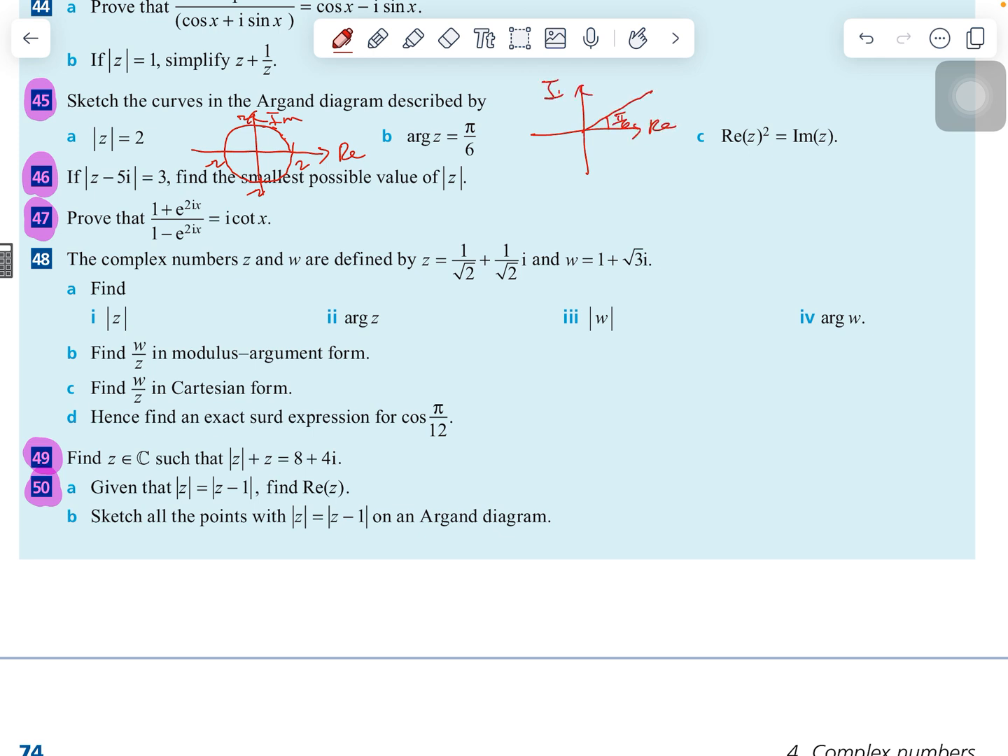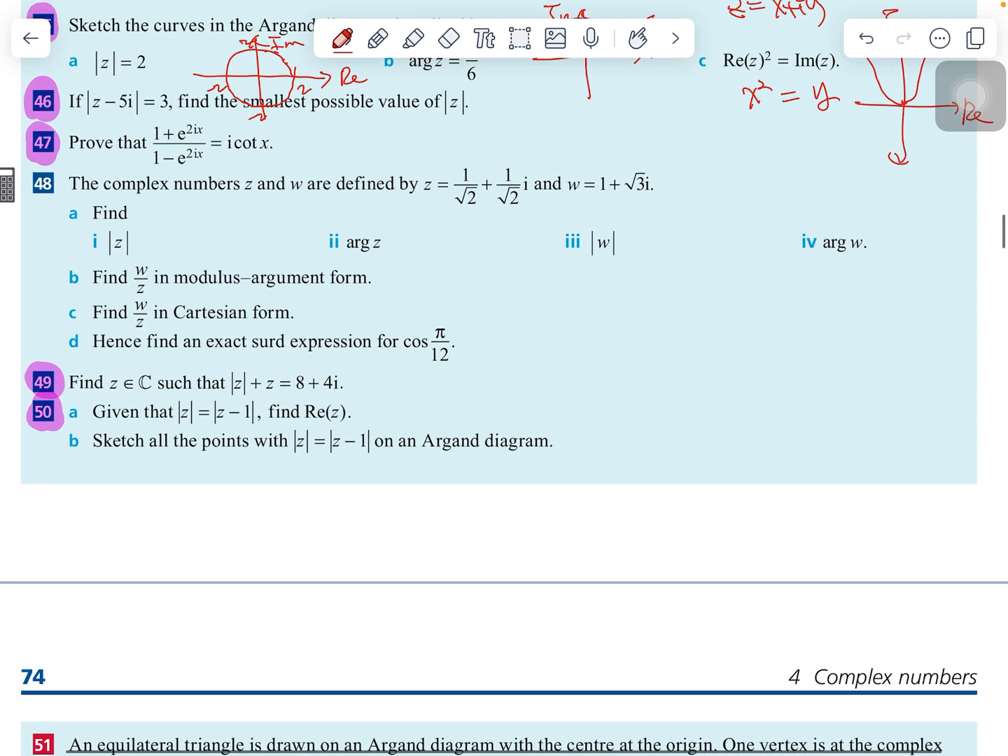Real part squared equals the imaginary number. Let's say z becomes x plus iy, then the real part is x squared, imaginary part becomes y. y equals x squared. So like this, the parabola. Oh, it should not go down there. Oops. Like this.